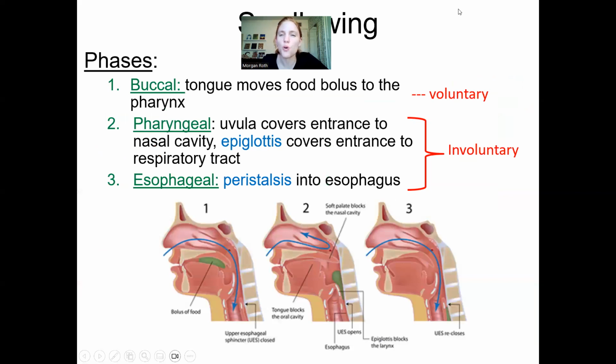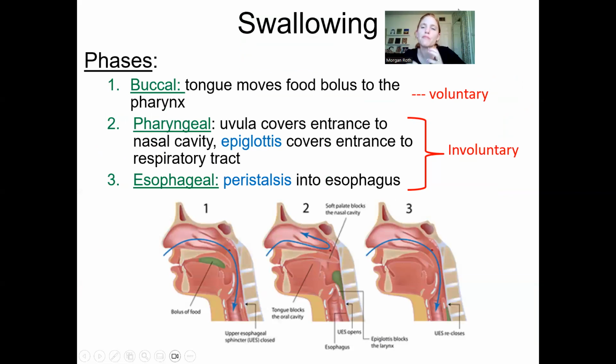Okay. So once we have chewed our food and mixed it with the saliva, we create what's called a bolus, which just means a ball of food, all partially digested in there. And then we're going to swallow it. The first thing that happens is the tongue moves the food to the back of the mouth. That phase is a voluntary reaction. We have the conscious, or voluntary, thought of swallowing. Once it's in the pharynx, the back of the mouth, though, we now move to two involuntary phases.